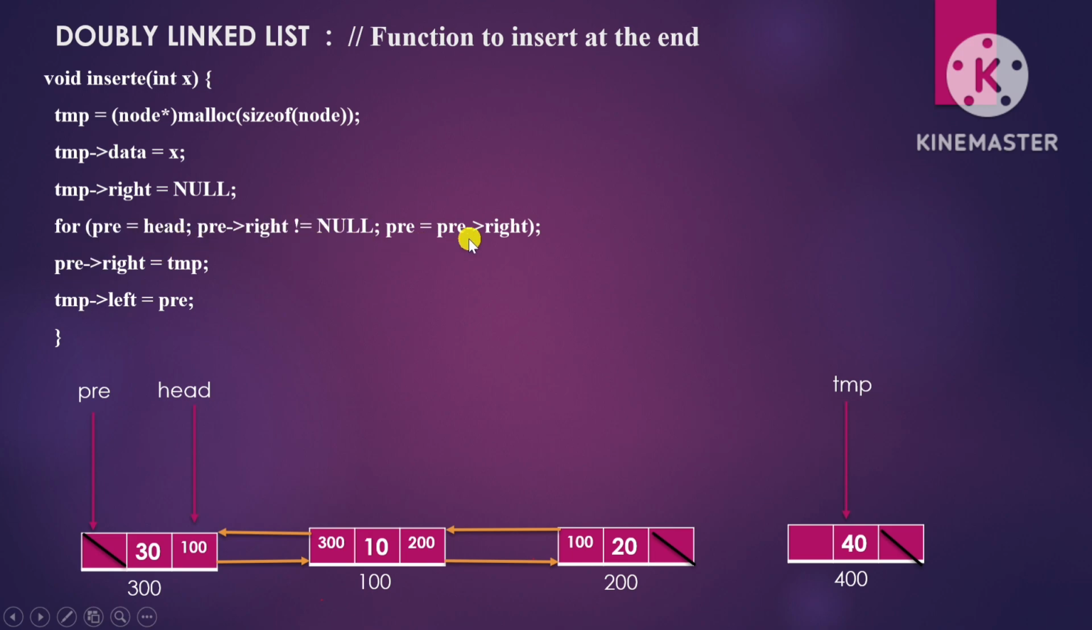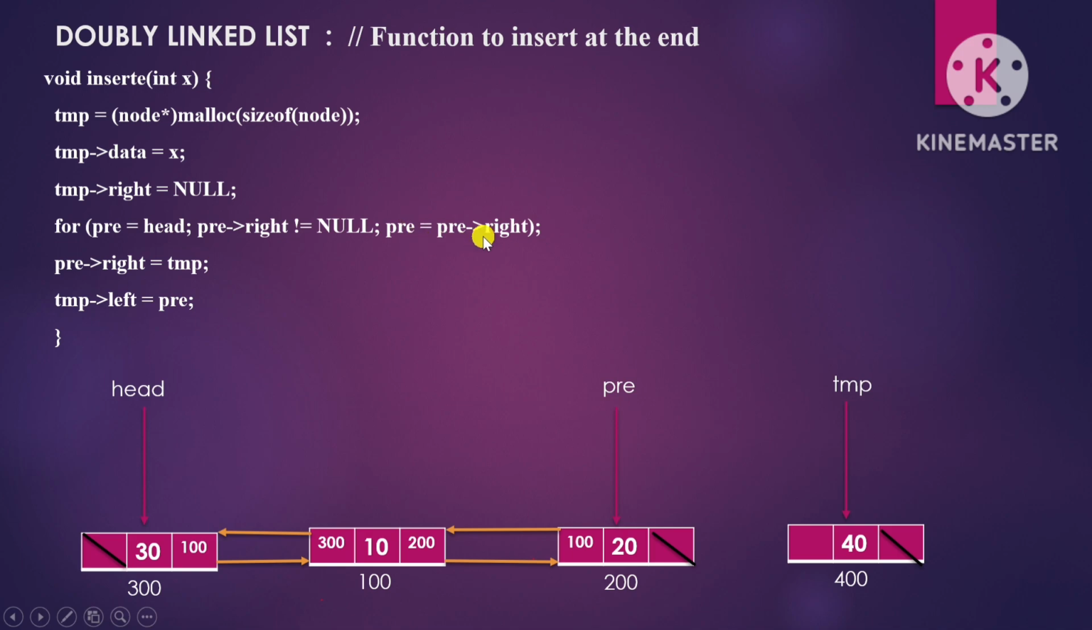So first, pre equal to pre right. Pre is 300, pre right is 100, so this 100 is assigned to this pre. Pre has moved from 300 to 100. Now pre right is 200. 200 is not equal to null, so the condition becomes true. Now pre equal to pre right. Pre right is 200. Now pre has moved from 100 to 200.